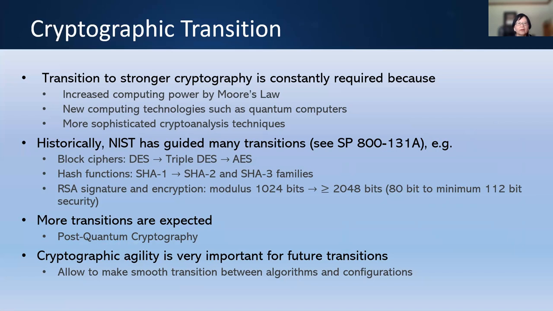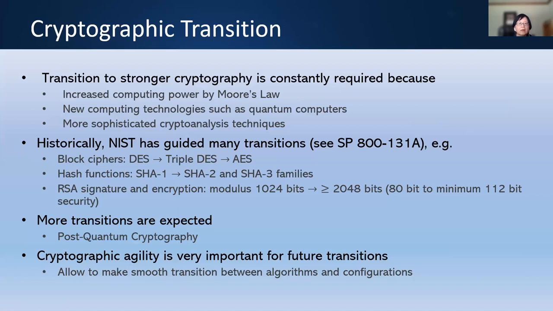For hash functions, we have the transition from SHA-1 to SHA-2 and the SHA-3 families. We also have transitions for the same algorithms but a different key size. For example, for RSA, we have the transition for the modulus size from 1024 bits to 2048 bits. That means from security strength of 80 bits to a minimum of 112 bits. So more transitions are expected. For example, we will talk about post-quantum cryptography.